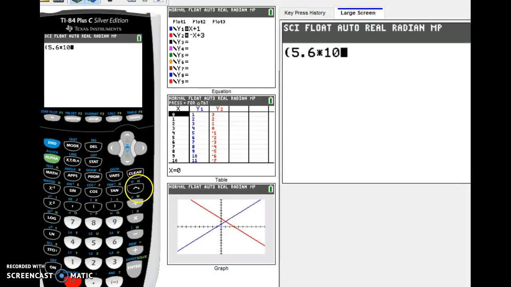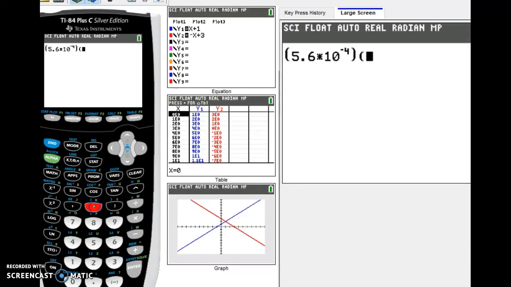And it's going to be to the negative 4 power. So in our first example, this is negative 4. I'm going to cursor over, make it so that my parentheses is the same size. Then I'm going to make another open parentheses, and this is going to be 1.4 times 10 to the negative 5 power.